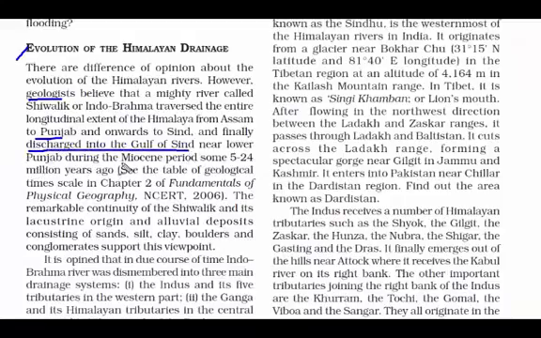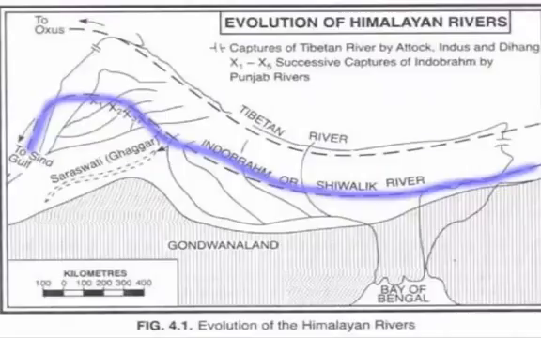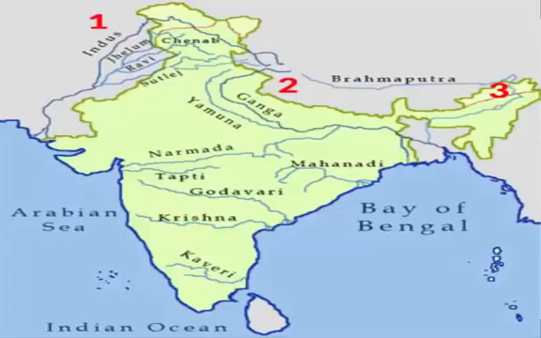Now we are talking about the Miocene period, which is 5 to 24 million years ago. And then in due course of time, this Indo-Brahma river was dismembered into three main drainage systems: the Indus with 5 tributaries in the western part, and Ganga and its Himalayan tributaries in the central part, and the stretch of Brahmaputra in Assam and its Himalayan tributaries in the eastern part.